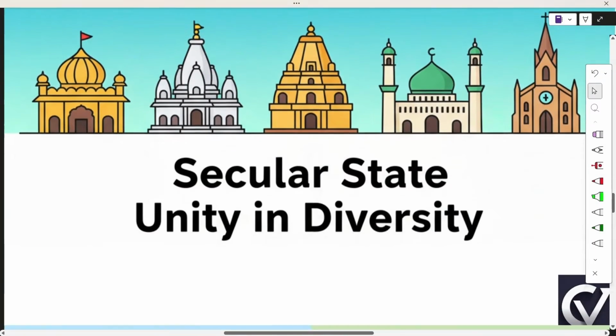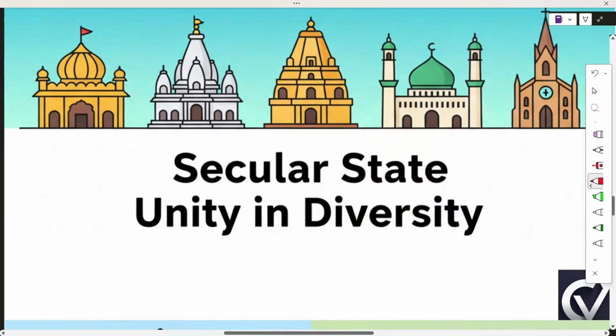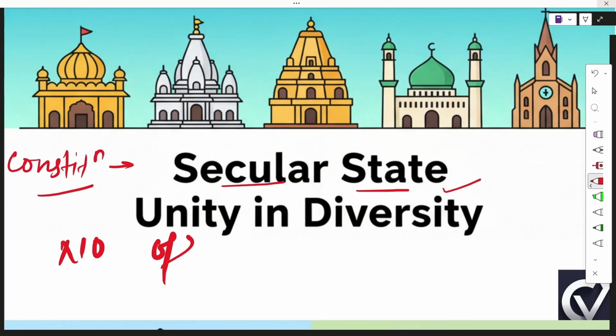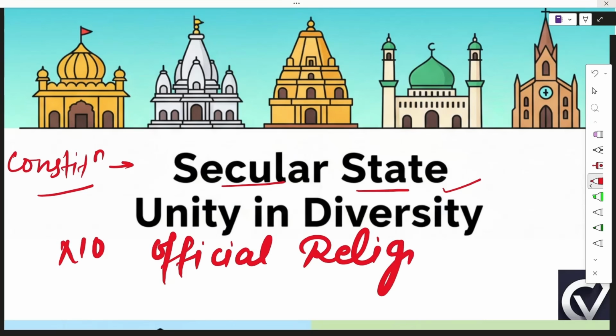Now let's talk about the seventh feature, and that is India is a secular state. The Constitution declares India to be a secular state. That means there is no official religion of India. Every person is free to profess, practice, and propagate any faith or to follow none.